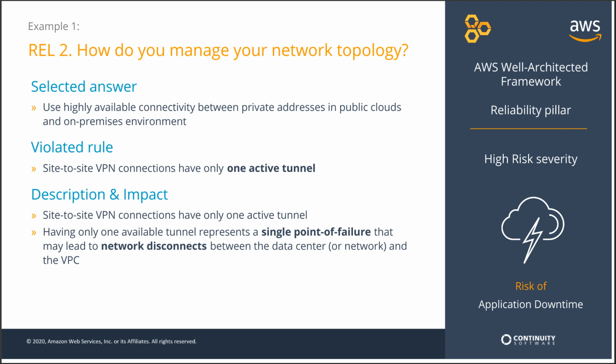And the answer that the customer selected was use highly available connectivity between private addresses in public clouds and on-prem. What we found is that a rule was violated: a site-to-site VPN connection with only one active tunnel. So for sure, this is a single point of failure, which may eventually lead to a network disconnect between the data center and the VPC.